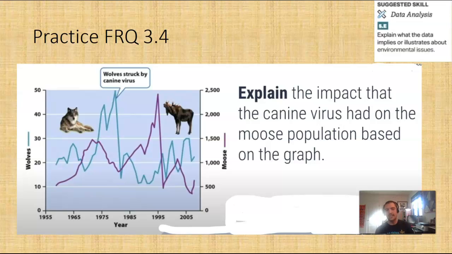And on the next slide, you're going to practice free response question 3.4, which is: explain the impact that the canine virus had on the moose population based on this graph. You can see where the wolves were struck by the canine virus, and how did this affect this purple line, which was the moose.